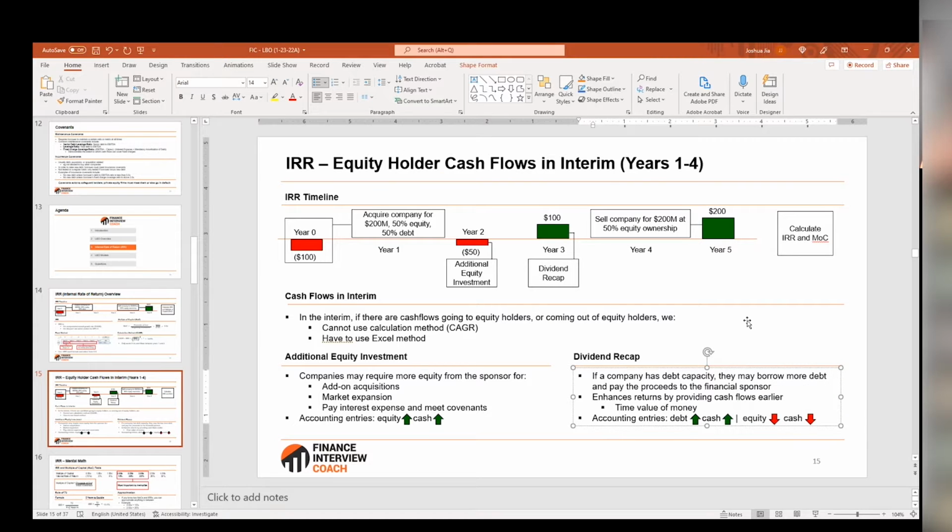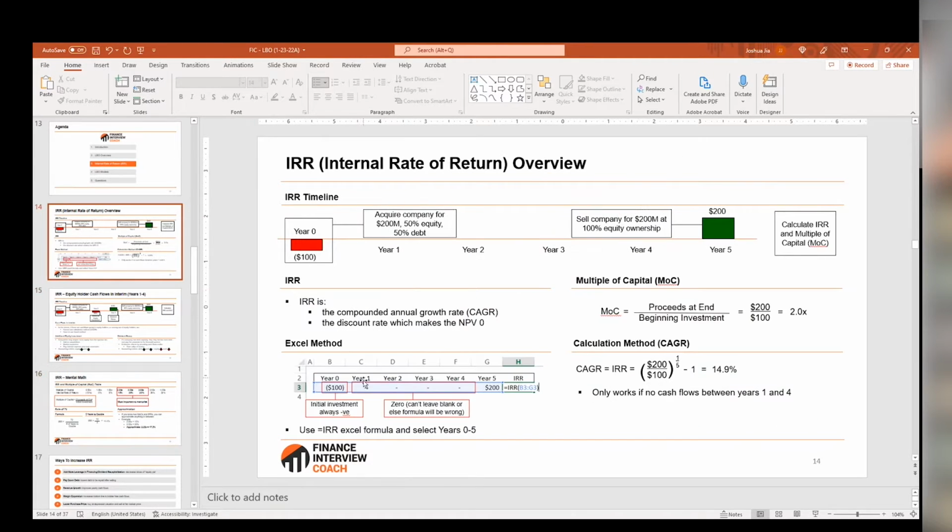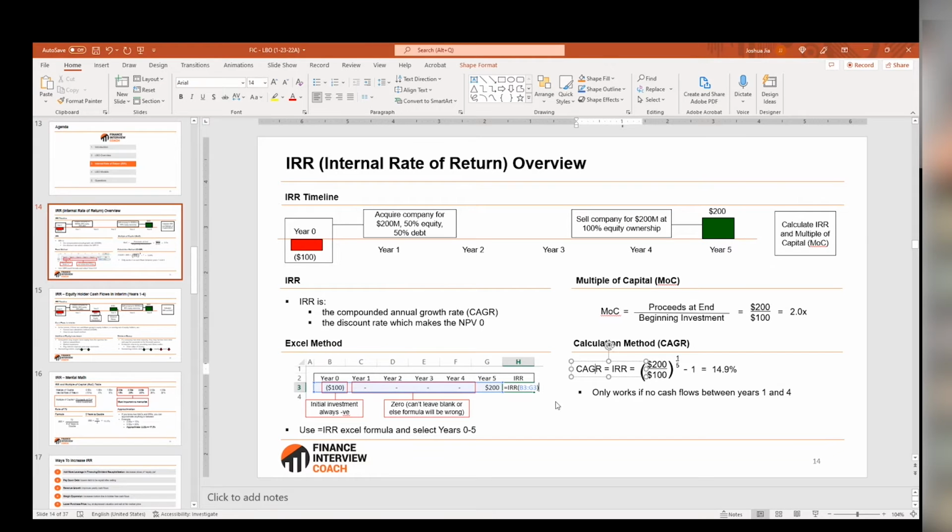So it kind of looks sketchy in the balance sheet, but it definitely happens, because maximizing IRR is the name of the game. So in this situation, you're going to have to use an Excel formula because stuff happens in the middle. You can't use this CAGR formula.